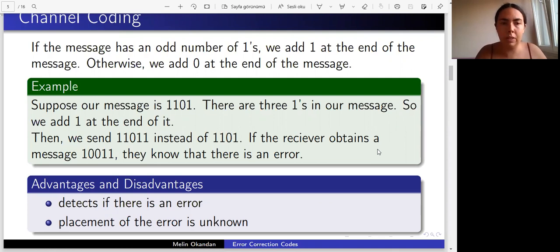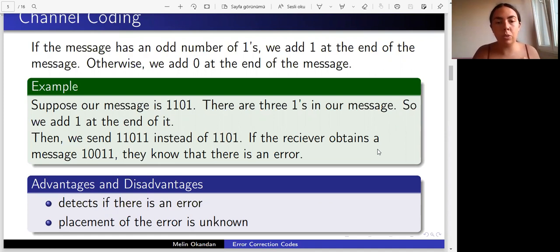How will they know that there is an error? Because except the last bit, as you can see, there are 2 ones. So the last bit should have been 0, but instead it's 1. So we can detect errors using this channel coding system. This is an advantage of it. But as you can see, this channel coding does not say anything about the placement of the error. It just says there's an error and that's all. But this is not enough for us.